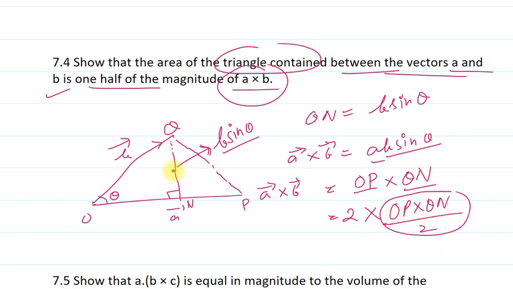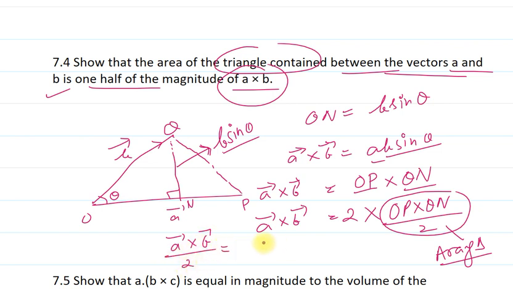So students, this OP into QN divided by 2 is simply the area of this triangle, this entire triangle, area of triangle OPQ or OQP. This is the expression for area. OP into QN upon 2 is basically the area of the triangle. So a vector cross b vector is equal to this. When we do the cross multiplication, we will get a cross b upon 2 is equal to, the 2 will come down, area of the triangle enclosed or contained between the vectors. So this is simply the proof.